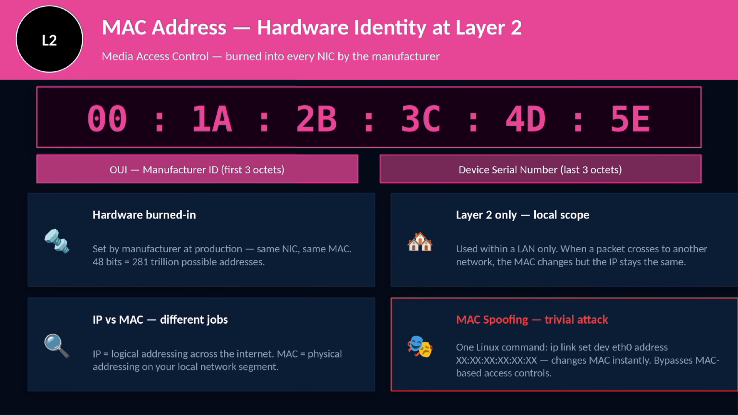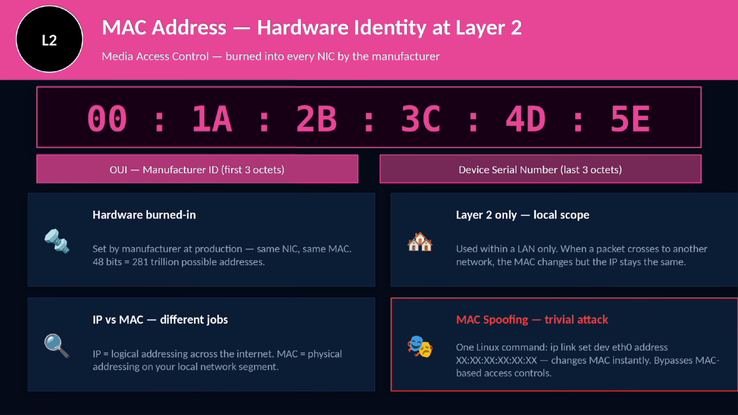MAC addresses. Now let's talk about another type of address. The MAC address. MAC stands for Media Access Control. This is a hardware address built into your device's network card. It looks like this: 00:1A:2B:3C:4D:5E. 6 pairs of characters, usually in hexadecimal.